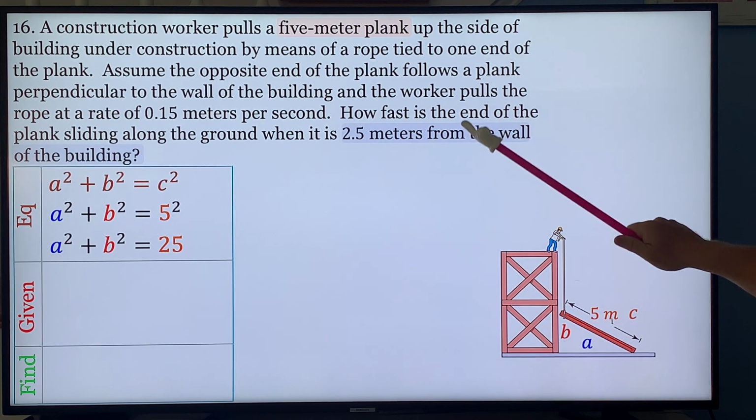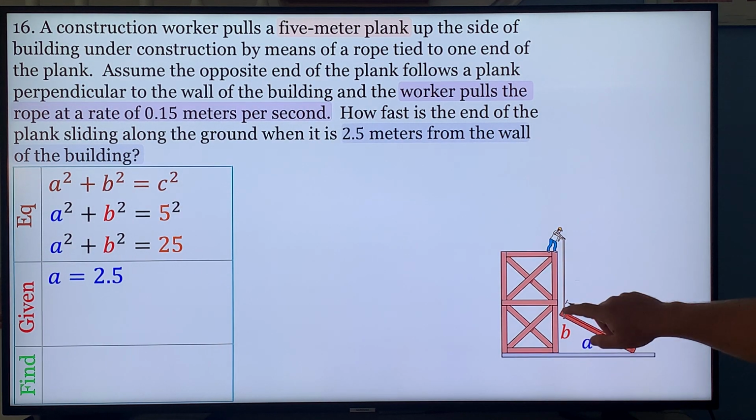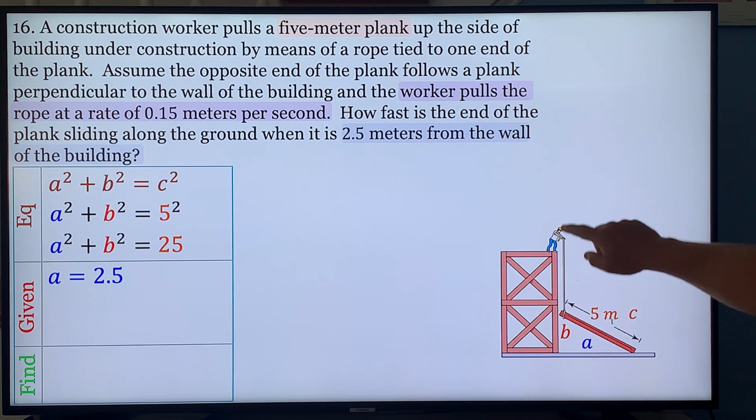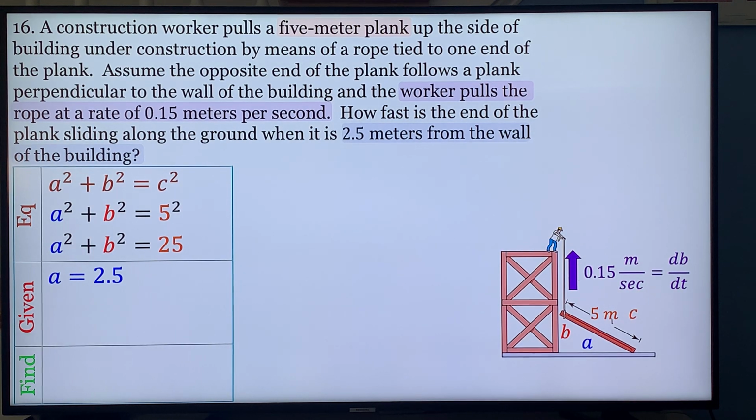Let's look at some stuff. 2.5 meters from the wall. What's that, A or B? A. Worker pulls the rope at a rate of 1.15 meters per second. So if he pulls the rope, he's doing what? Is that dB dt or dA dt? dB dt, because he's pulling it up. So that's 1.15 meters per second. That's our dB dt.